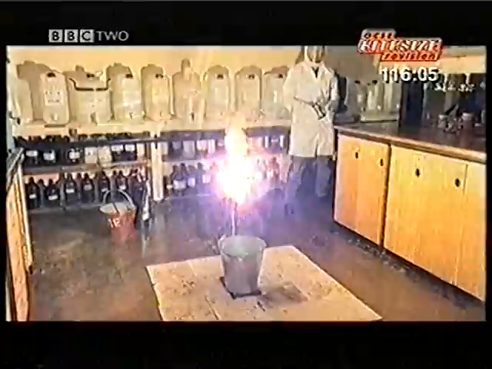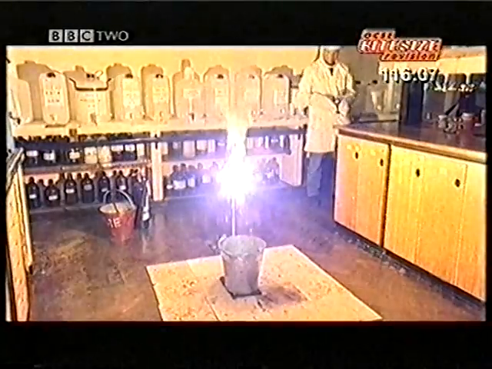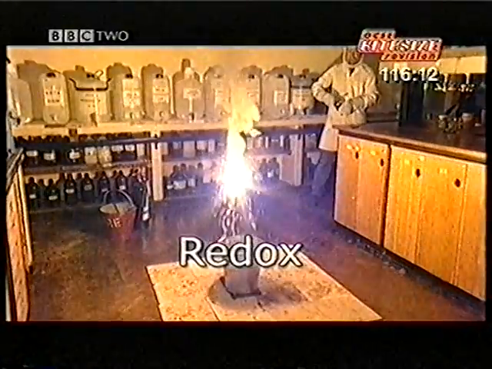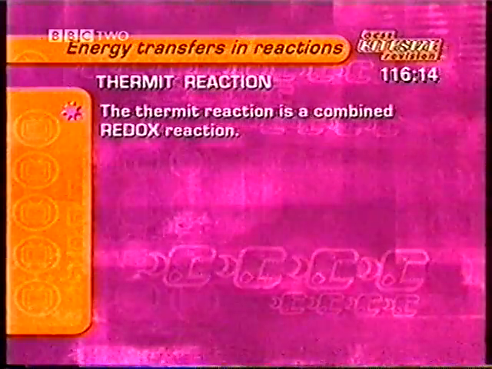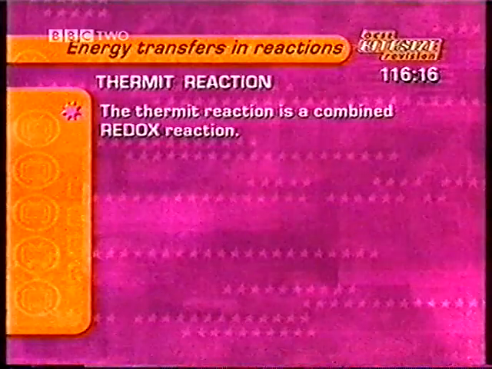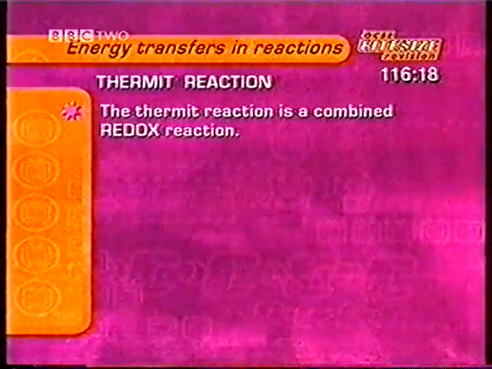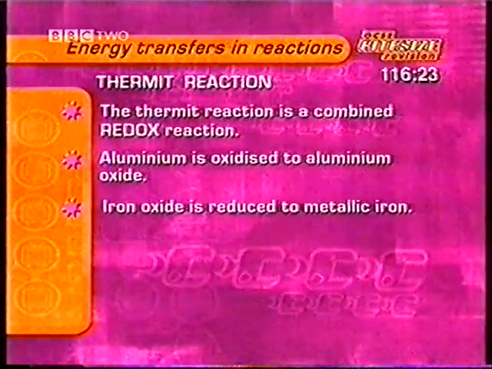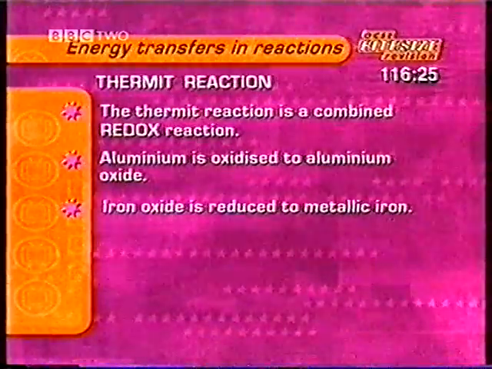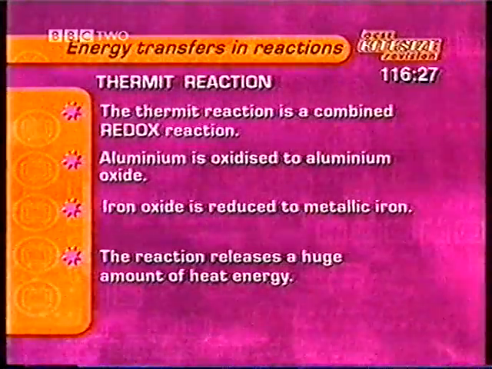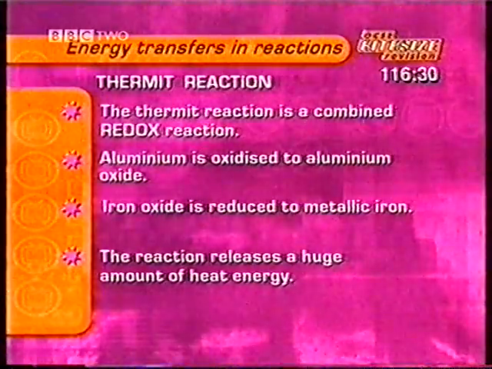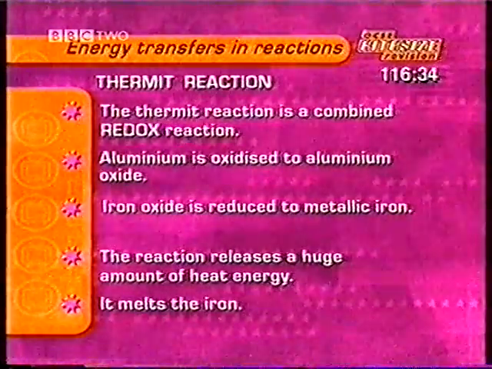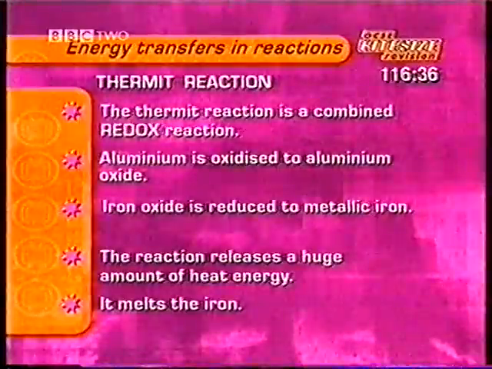Because the thermit reaction combines both reduction and oxidation, it's called a redox reaction. The thermit reaction is a redox reaction, a combination of reduction and oxidation. While the aluminium is oxidized to aluminium oxide, the iron oxide is reduced to metallic iron. The reaction also releases a huge amount of heat, which melts the iron. The thermit process can be used to weld railway lines and other metals.